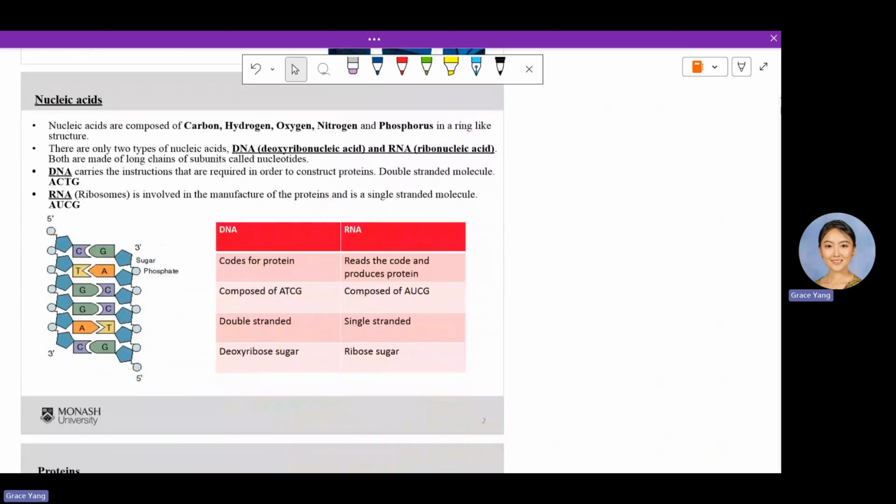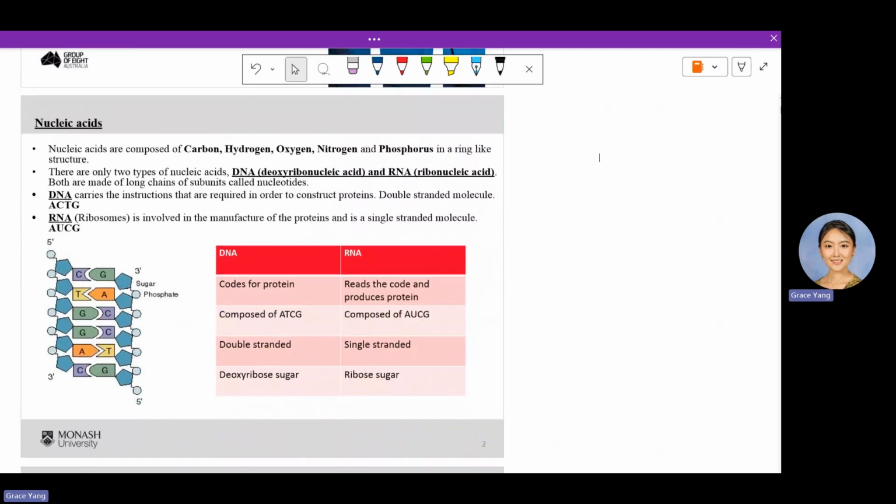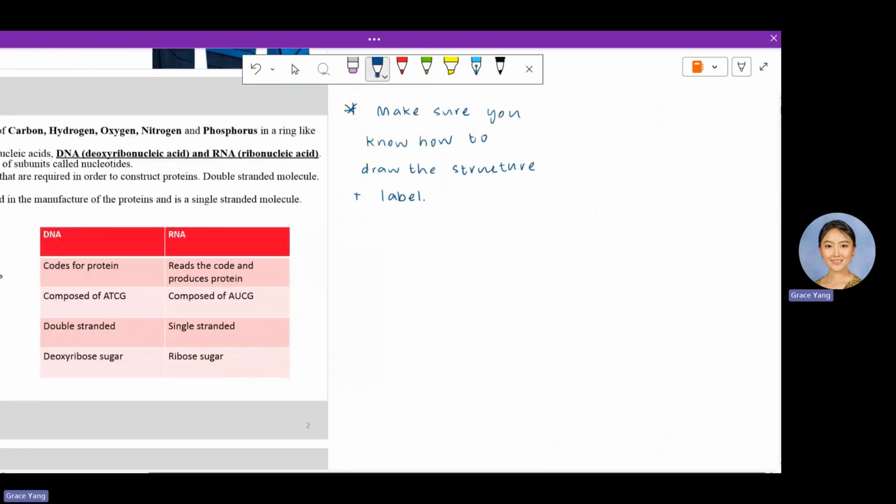Well, let's get started. We're going to start by looking at nucleic acid. During my little walkthrough, I'll give you some tips and tricks and reminders on things that you need to know. For nucleic acid, please make sure you know how to draw the structure of a nucleotide and be able to label it. Over on the empty space here, let's draw a nucleotide together.